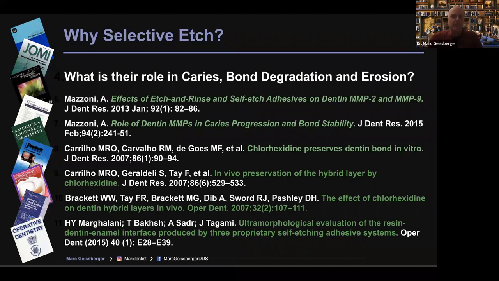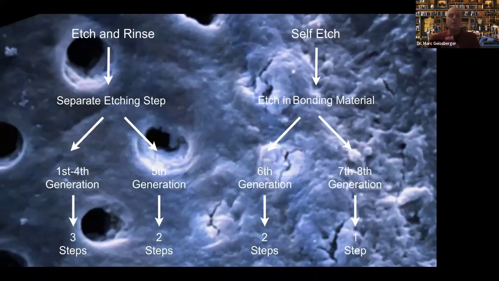Yet sometimes we're really slow to respond. Now, most of us live in a camp. We're either an etch and rinse individual, or we're a self-etch individual. And what I want you to think about is how to potentially live in both worlds using a sixth generation adhesive.